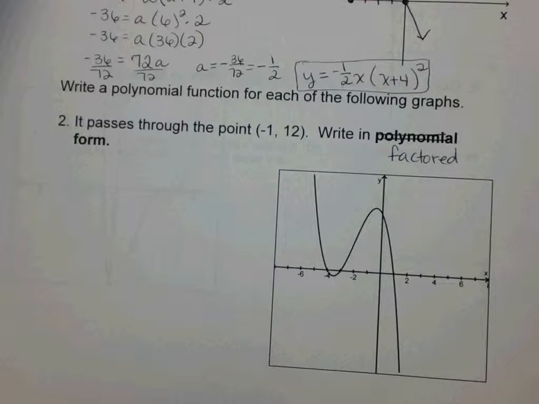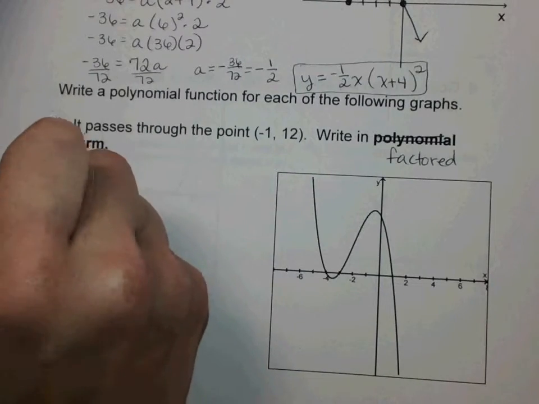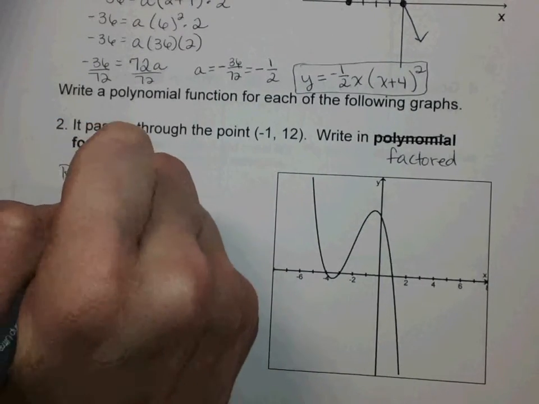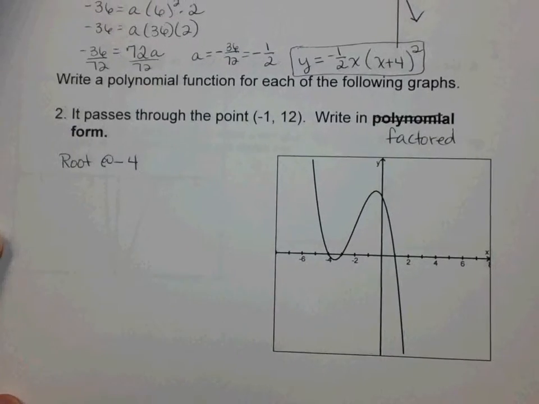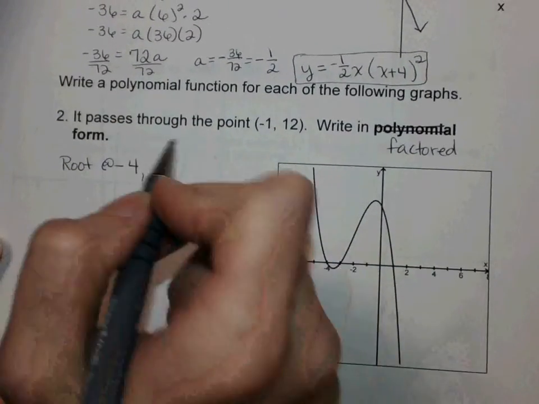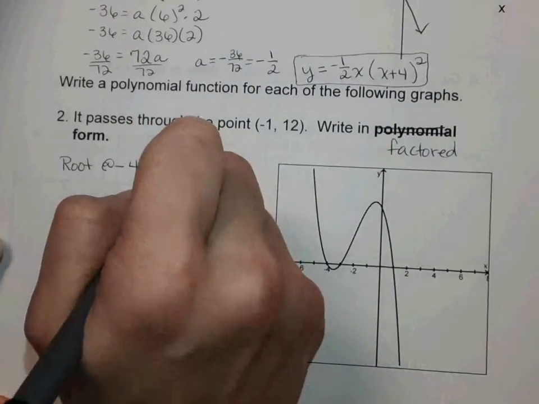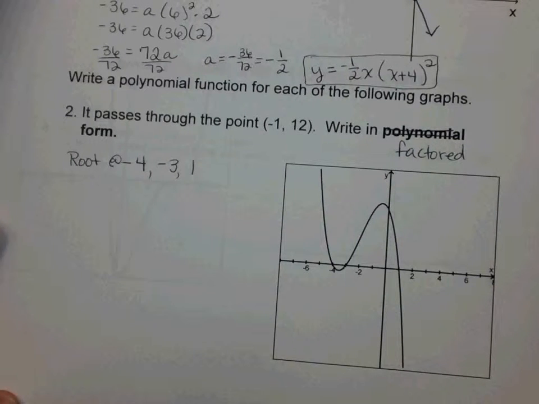Okay, so here we go. We have a cubic here. How do I know it's a cubic? Because my end behavior is going in 2 separate directions. Okay, I look at the graph. I have a root at negative 4. I have a root at negative 3. And I have a root at 1. Everybody agree with that? Do I have any double roots or triple roots?